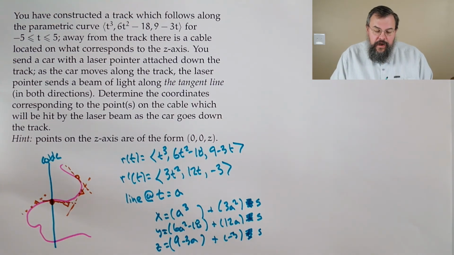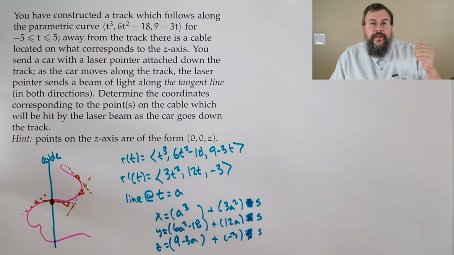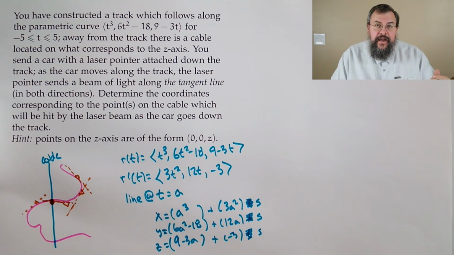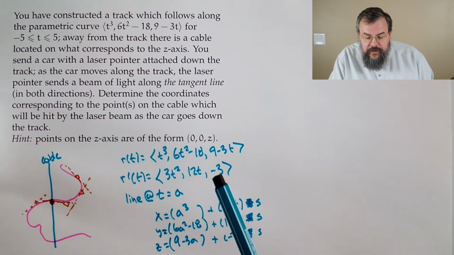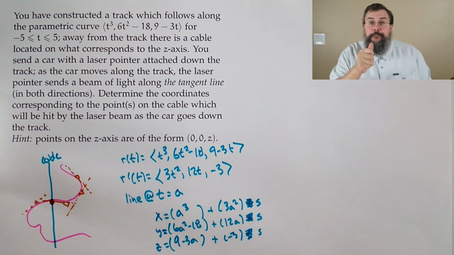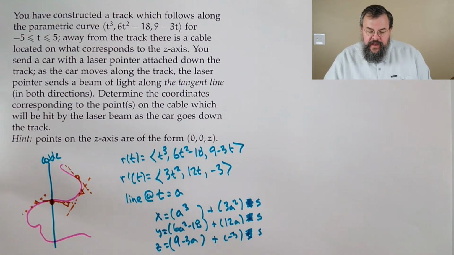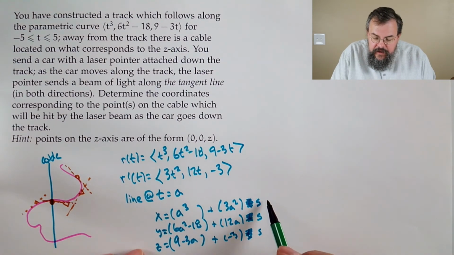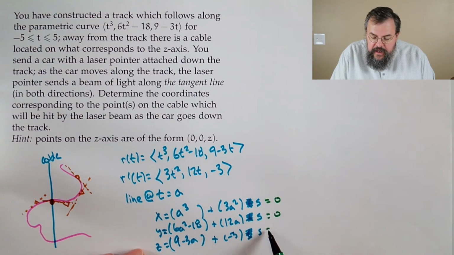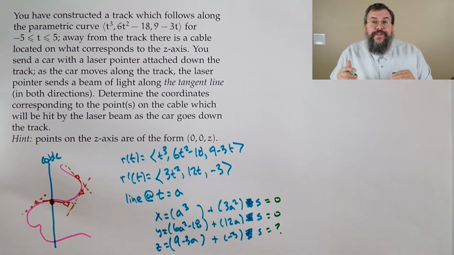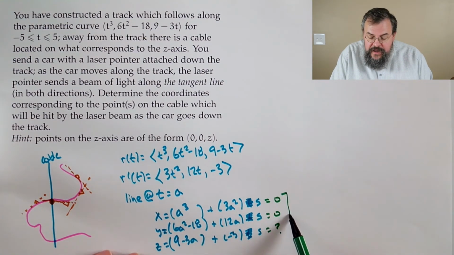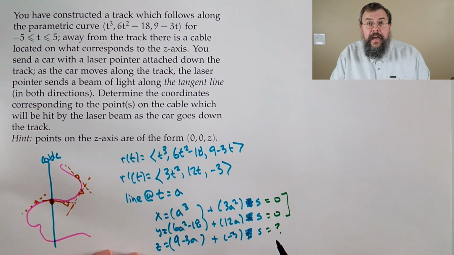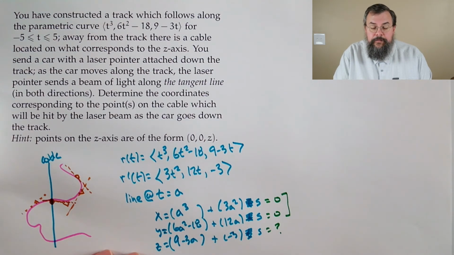Okay. Well, what do we need? We need to hit the cable. The cable is on the z-axis. And there's a nice hint. Points on the z-axis are of the form 0, 0, z. Hey, perfect. That tells us something. It tells us that we need x to be 0 and y to be 0, and z can be whatever it needs to be. So we now have a plan. We have two equations and two unknowns. So we need to figure out what are a and s. And we really do need a and s because that'll help us find our z.